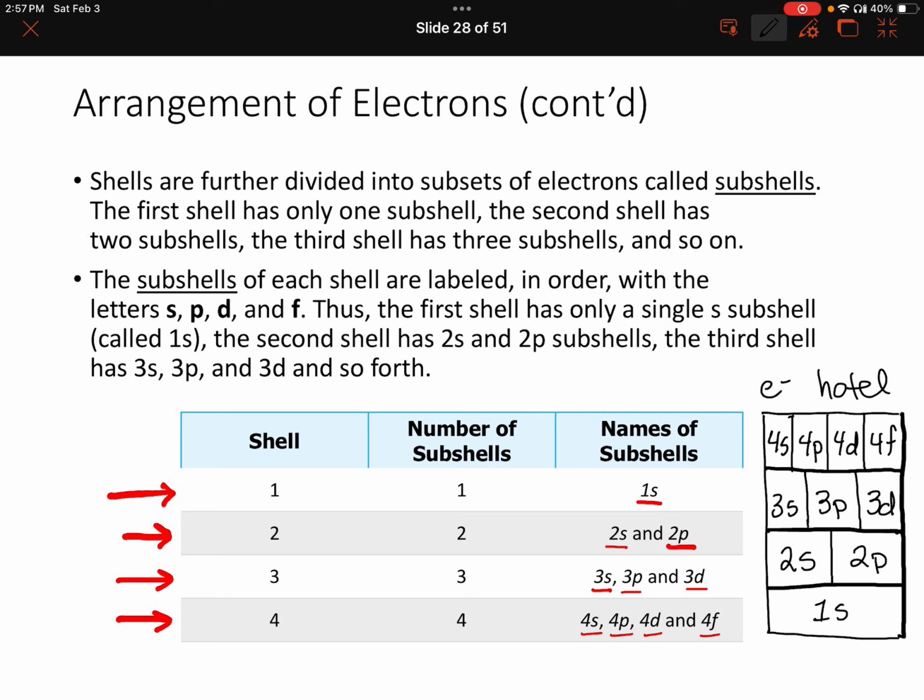Now, in general, we're only really going to focus on those first 3 energy levels. So we're actually going to kind of ignore the 4th energy level for now. But you get the idea. And energy is going to increase from 1s to 2s, to 2p, to 3s, to 3p, then 3d, and so on. So energy is increasing that way, if that makes sense.